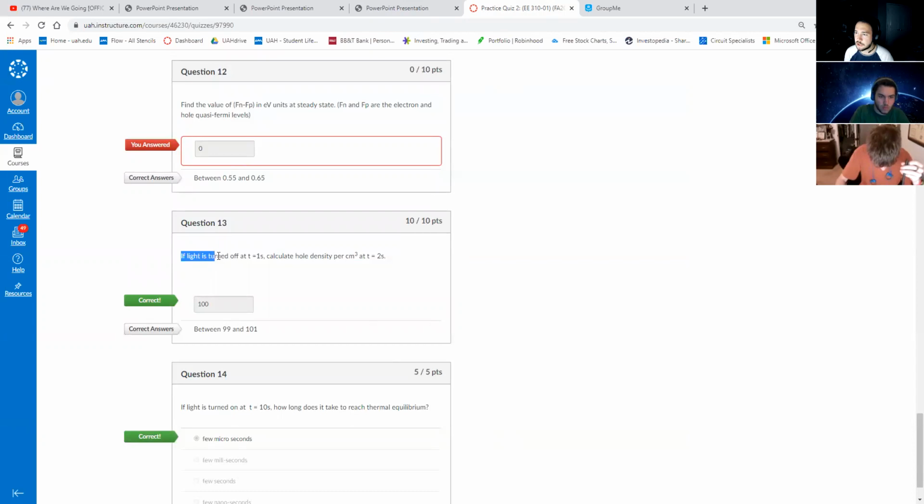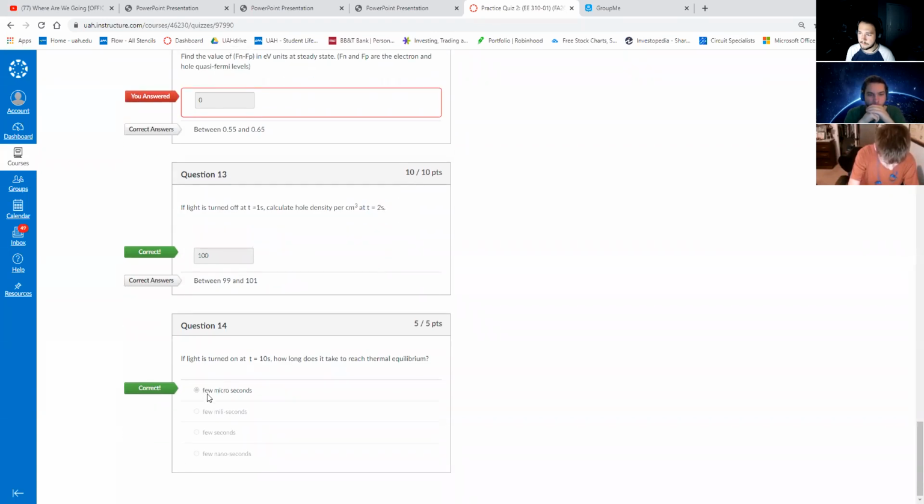If the light is turned off, we're going to return back to how this equation started. Calculate the hole density per centimeter cubed at time equals 2 seconds. Obviously, we know that it only takes a few microseconds for these materials to react. So at 2 seconds, it's been a whole second. It's back to being what it was. It's back to being just regular N-doped silicon.